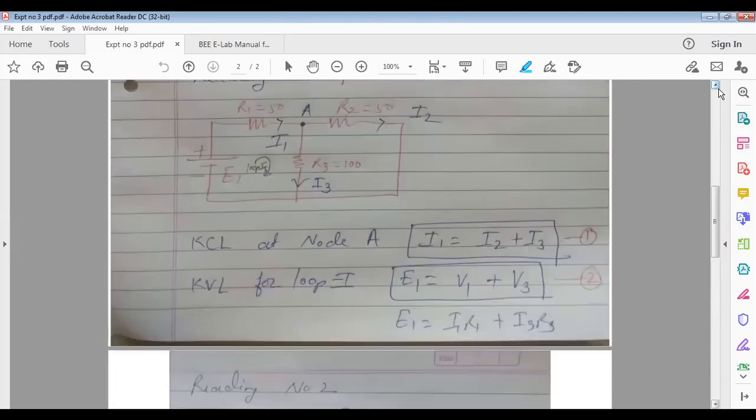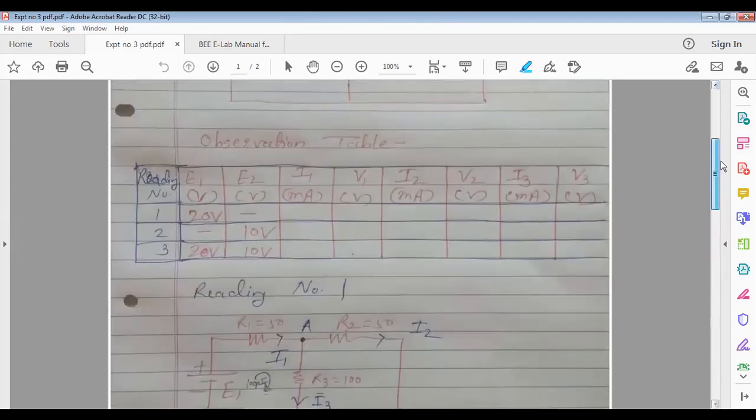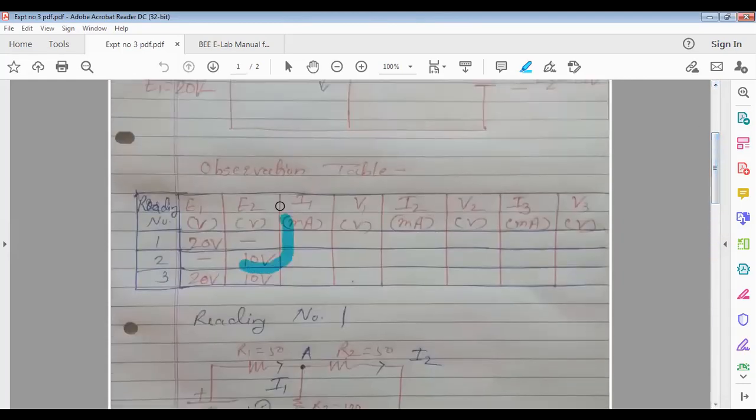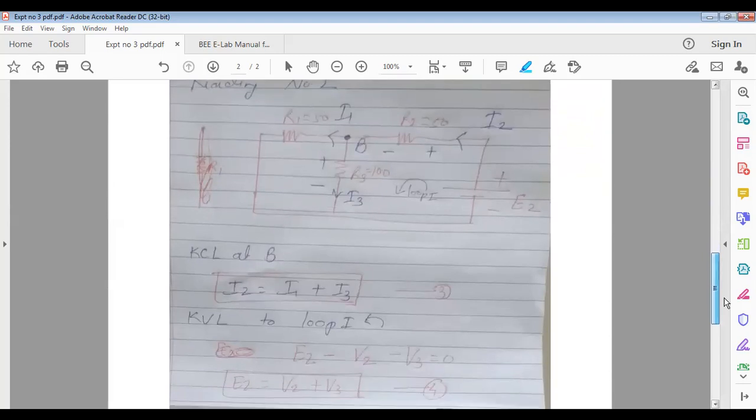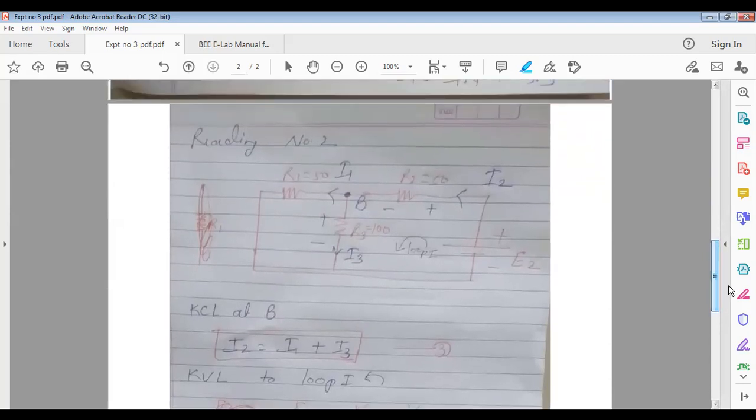Can you do the same thing with the second reading? Now observe the second reading. Second reading is what? With only E2. Okay, E1 you remove from the circuit, and with only E2, can you note down all these 6 values from that simulation circuit? Okay, so in the second circuit, can you write down the KVL and KCL equation?